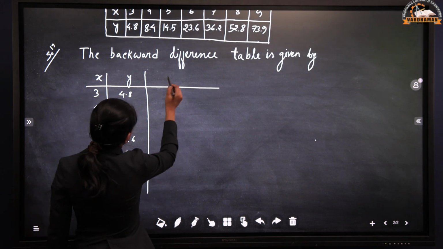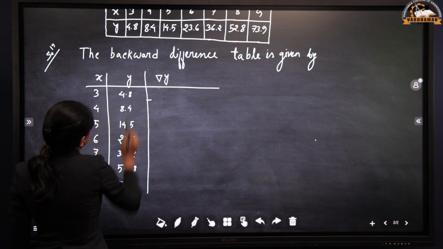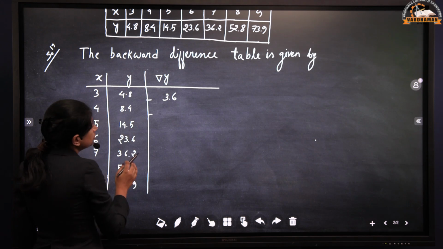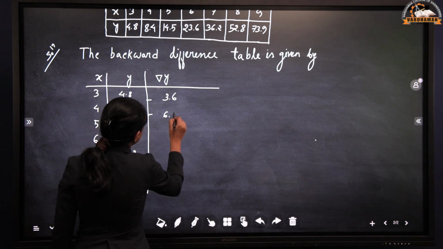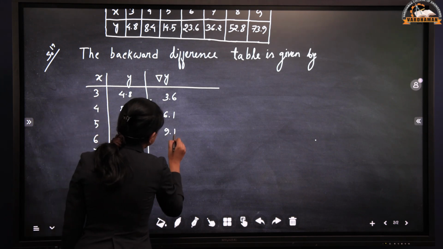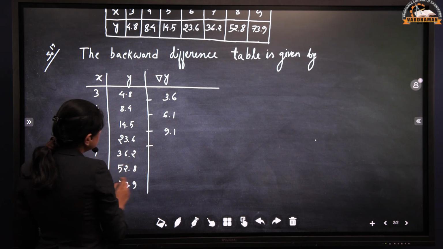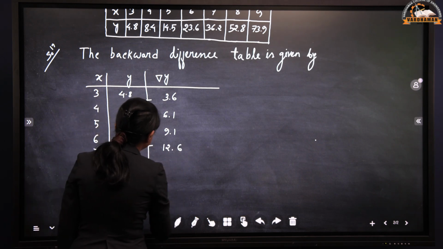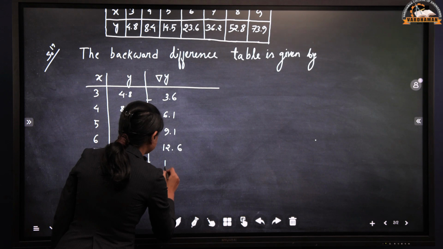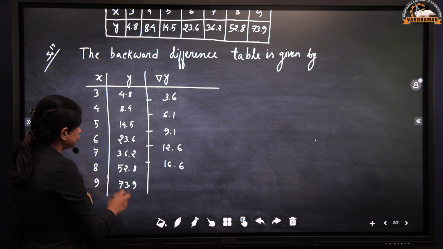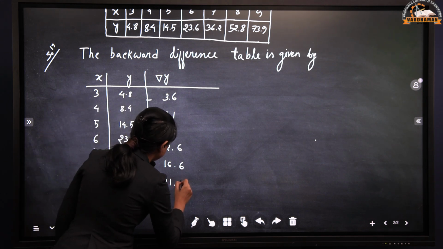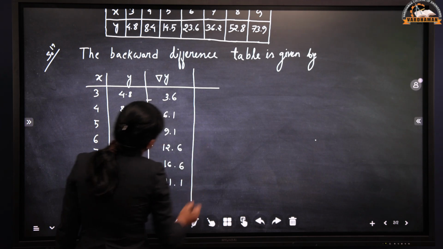Now we need to write the first backward differences. The first backward differences are given by 8.4 minus 4.8, it is 3.6. 14.5 minus 8.4, it will be 6.1. 23.6 minus 14.5, it will be 9.1. 36.2 minus 23.6, it will be 12.6. 52.8 minus 36.2, it will be 16.6. 73.9 minus 52.8, this will be 21.1.